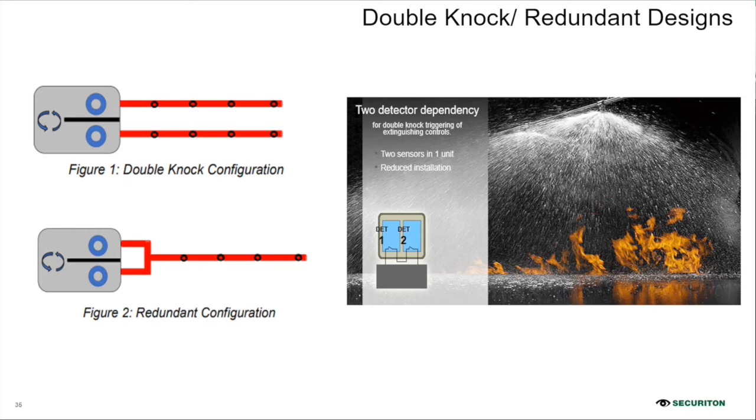The benefit is that firefighters have time to extinguish the fire manually if only one pipe is in alarm, and when both are in alarm, the automatic extinguishing system will operate. Figure 2, redundant detection: two detector modules connected to a common sampling point. The advantage is if one detector fails, the second detector will work. So it also gives you redundancy in terms of detection.